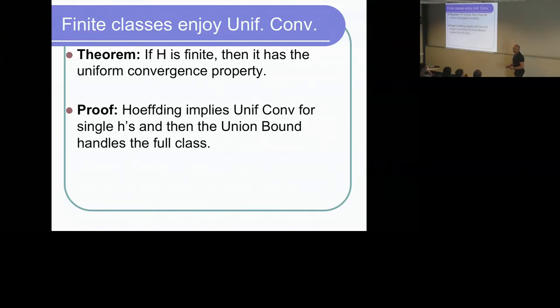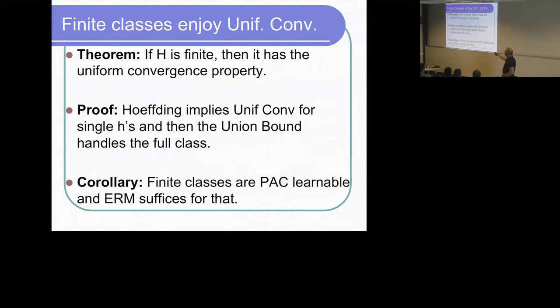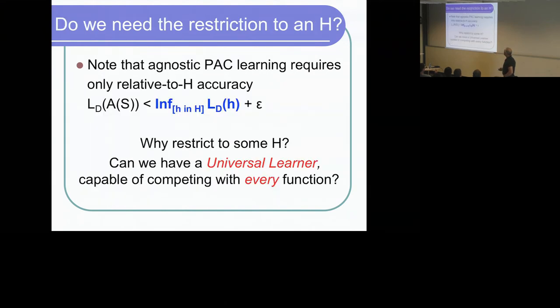And now if the class is finite, I can use the union bound in the same way that we used it before and get the result that finite classes have the uniform convergence property, and therefore finite classes are agnostic PAC learnable. Before we saw that they are learnable under the strong assumption, and now we are showing that they are learnable under the weaker assumption. We don't make any assumption, and they are still learnable. So the corollary is that finite classes are agnostic PAC learnable, and that ERM suffices.